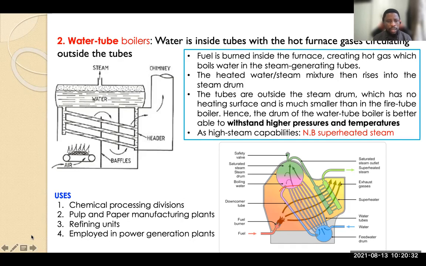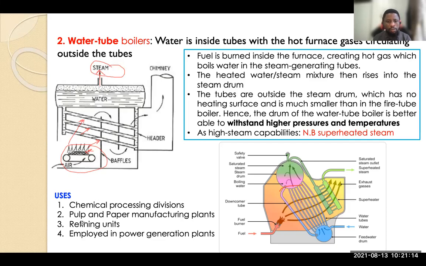In the first diagram, a simplified one, you have the furnace here, where the coal is being combusted, and as the coal is being combusted, the flue gases are heating up the tubes. Inside the tubes, you can see there is water, and this water gets boiled and it's converted into the steam. And it's this steam that is used for the different processes as the working fluid.